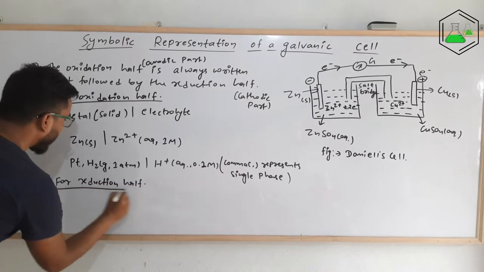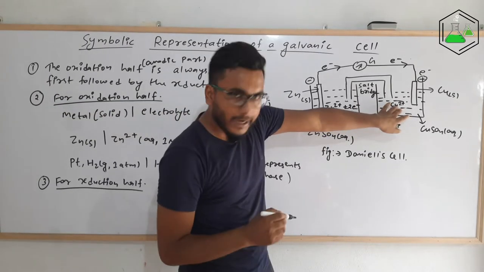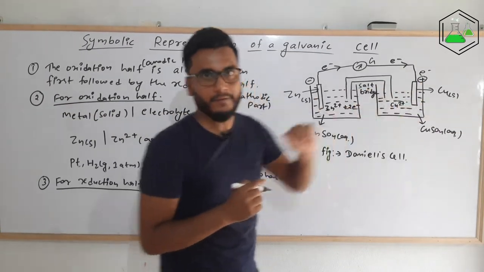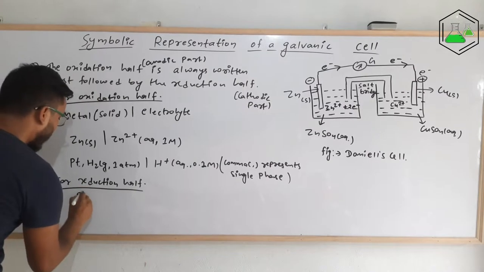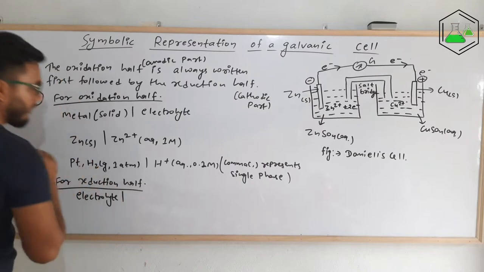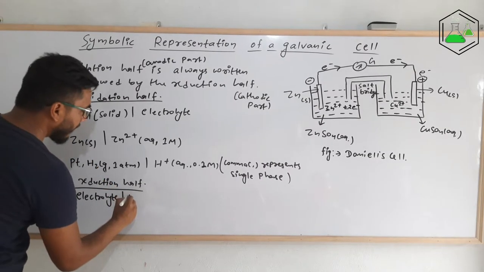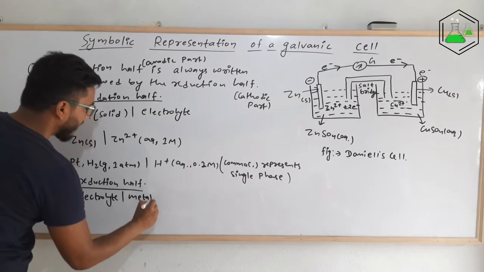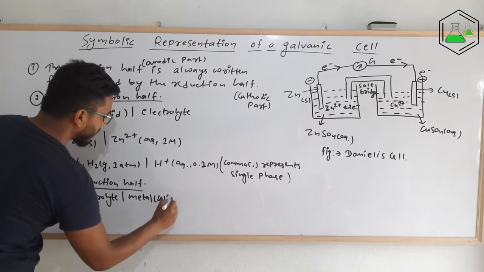For the reduction half, we write the electrolyte first, then we write the metal. First of all, we write the electrolyte. After the electrolyte, we give a vertical line. Then we write the metal, or the solid.